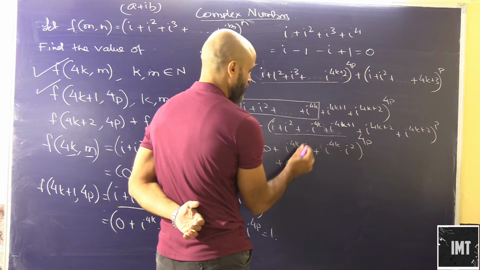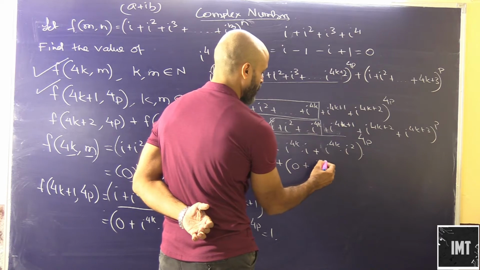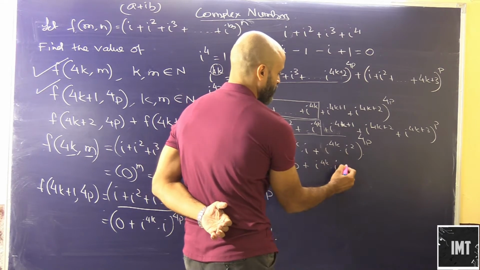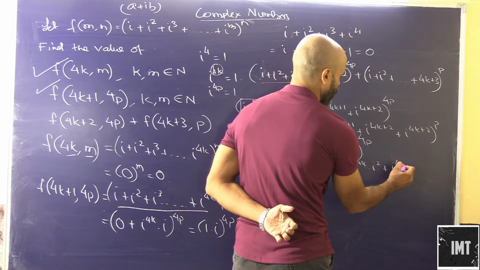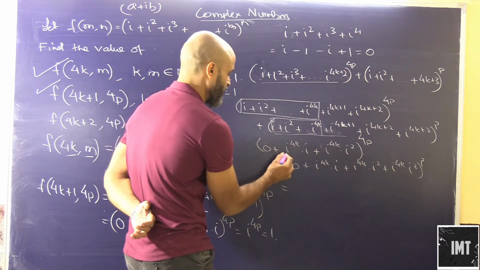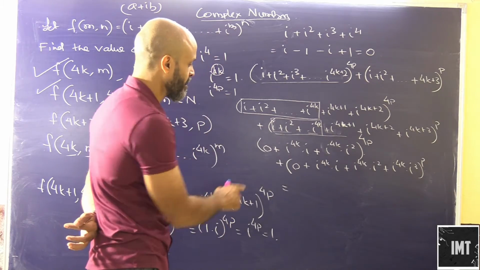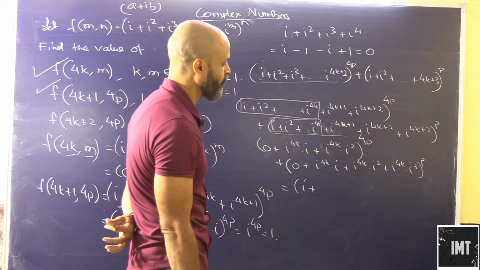So this will be entirely 0, this will be 0 plus i^(4k) into i plus i^(4k) into i squared plus i^(4k) into i cubed to the power of p. So this will be how much? i^(4k) into 1. i^(4k) is 1. So this will be i plus i^(4k) into i squared.